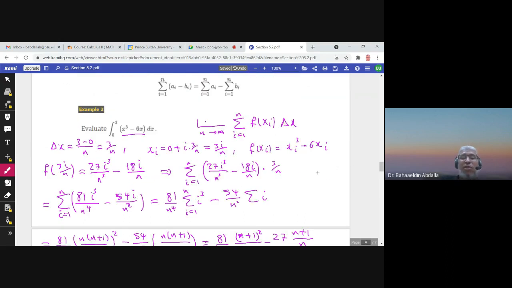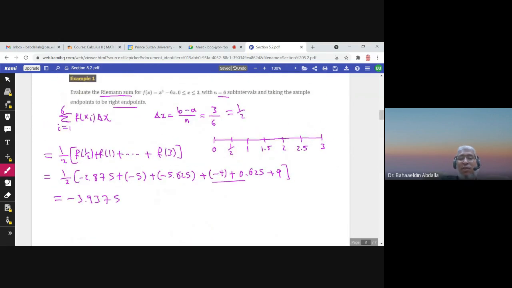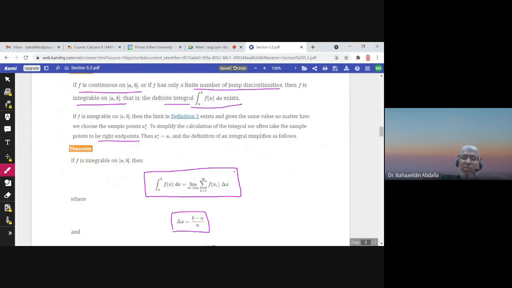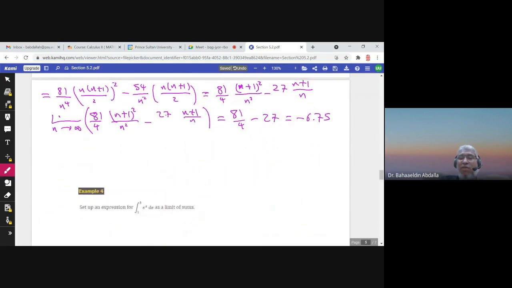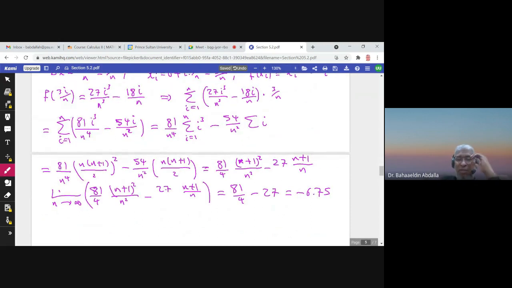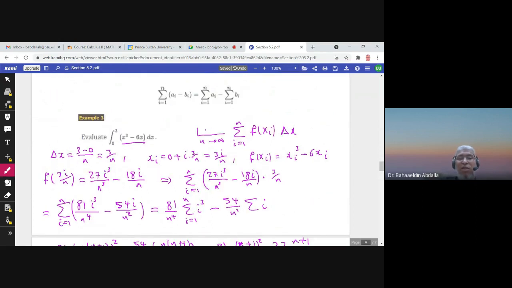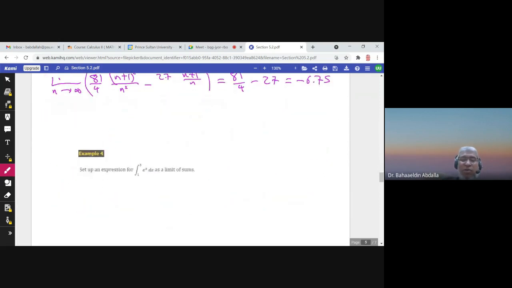You remember the approximation? We found the approximation here, negative 3.9, and the exact area is negative 6.75. So the definite integral is negative. This means that the function is not positive in this interval; part of it is positive, part of the function is negative, and when we subtract the two areas, we get negative 6.75.